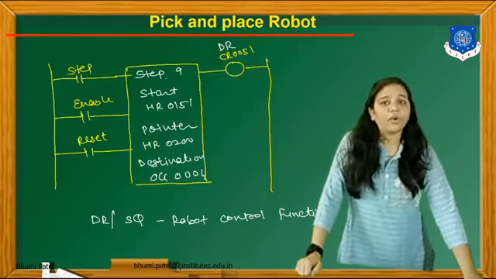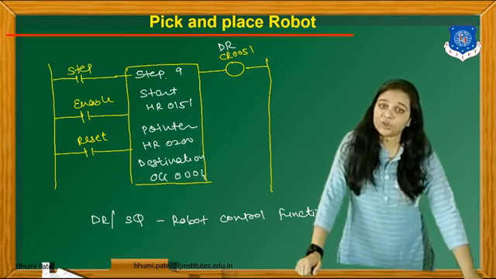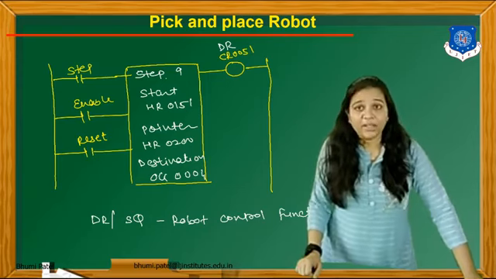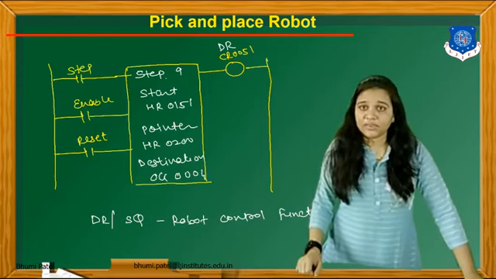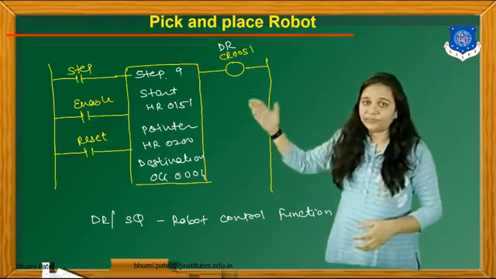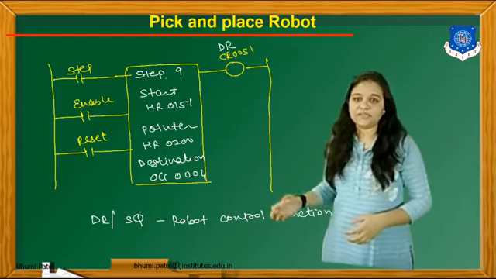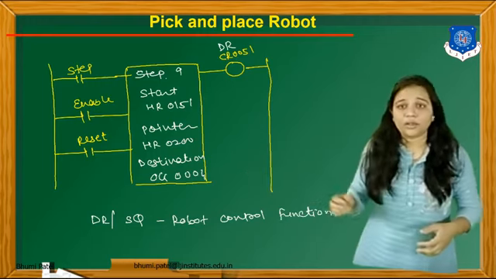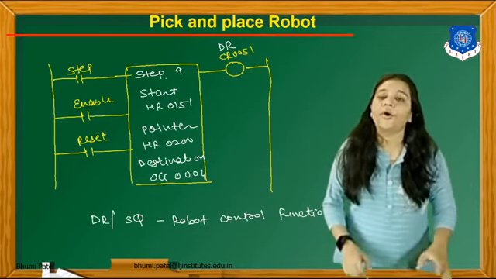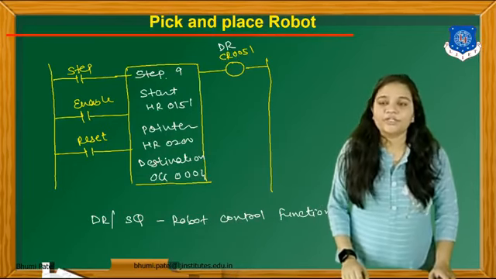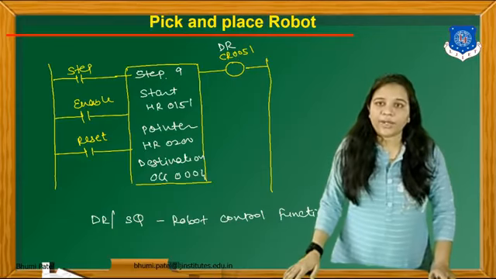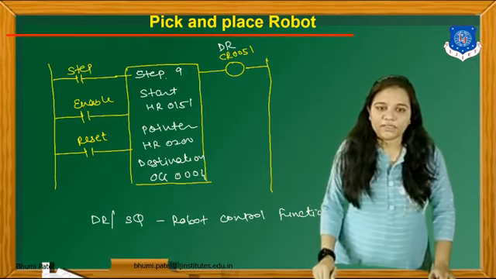Here we have taken only one example, the pick and place robot. You can take many different types of examples that work in sequence one by one. So for that you have to initialize the step, starting register, destination and the pointer, and the command for this robot control function is DR or SQ. Okay, so using this we can easily write the program for the pick and place robot.